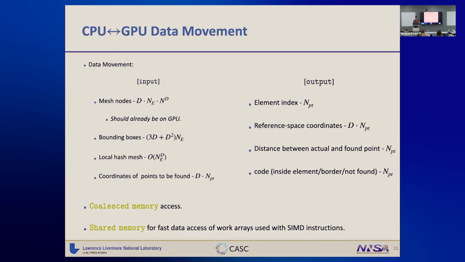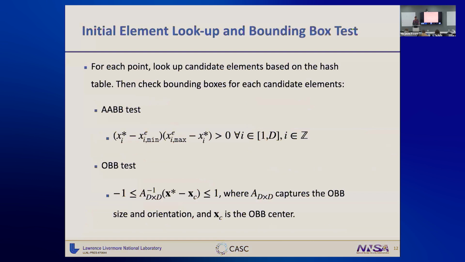And wherever possible, we try to use coalesced access with shared memory for fast data access of work arrays used with SIMD instructions. Okay, so the first thing that we do for a given point once we have the list of elements is we use this bounding box test.